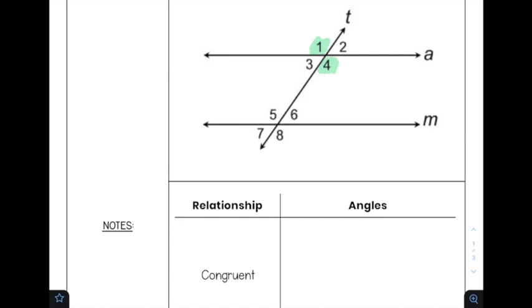With that knowledge that we learned from the last lesson, we know that also 4 and 5 are also going to be equal to each other. And then from there, we can also say that angle 8 is going to be equal to 5, 4, and 1 because 5 and 8 are also vertical angles. So I can set this up as angle 1 is going to be equal to angle 4, which is equal to angle 5, and then equal to angle 8.